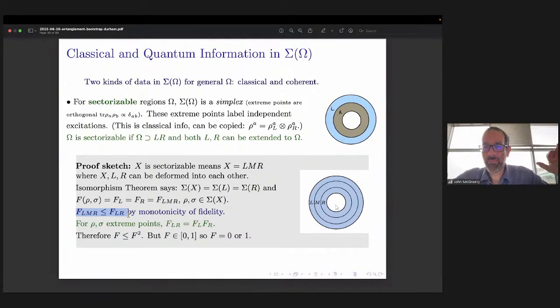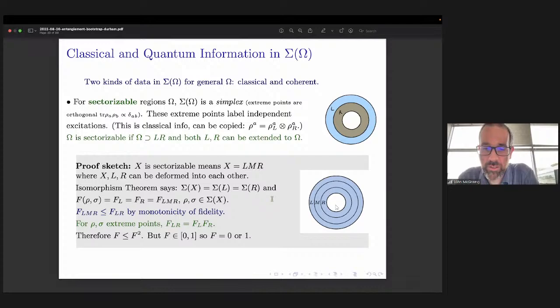So that's this inequality. But for extreme points, the state factorizes between L and R, and therefore the fidelity is less than or equal to the fidelity squared, which for a number between 0 and 1 means it has to be either 0 or 1, which means that the extreme points are orthogonal. Okay, so that's a sketch of this proof. It's in a gray box. You can ignore it if you want.